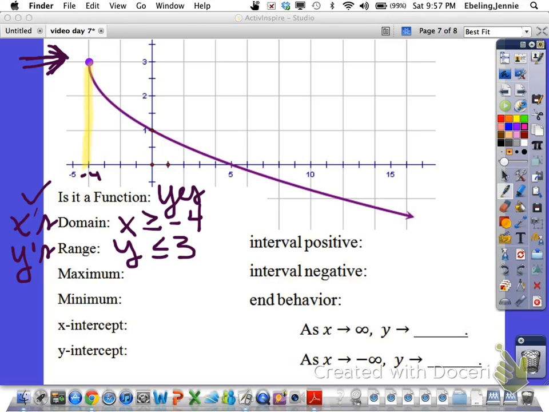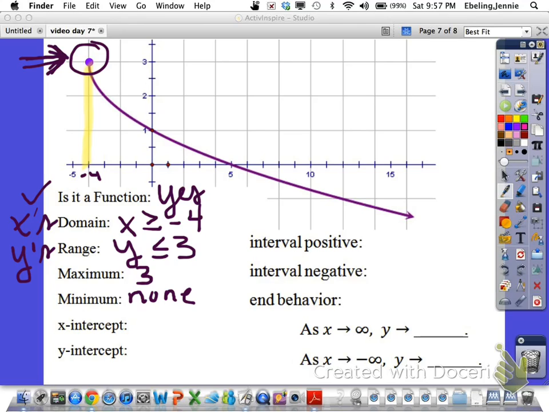Okay, my maximum, that's my highest value, and I'm going to name my y value. Well, this point right here was the highest point on the graph, so the y value, the maximum, is 3. A minimum is none. That would be if I had a lowest point, but since the graph keeps going because of that arrow, I don't have a lowest point.